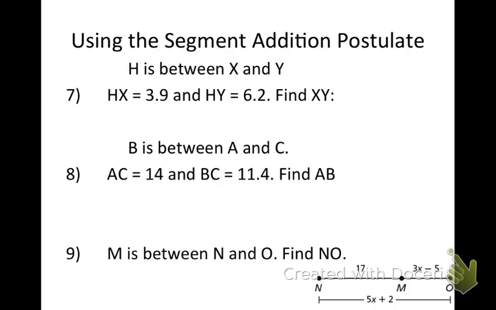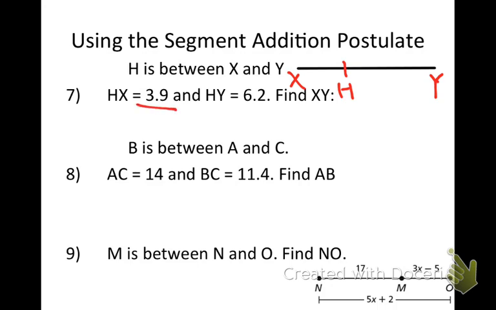We're going to talk about some segment lengths here now. This is something where it will help you if you draw something out. If you're not a visual person, it will help you to draw it out. Okay, number 7 says H is between X, Y. Can everybody imagine what that means? Well, that means I have a segment here. There's X, there's Y, and H is somewhere right there. That's what that means. So I have X, Y, H is somewhere cut up in between there.